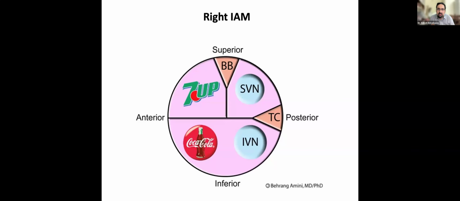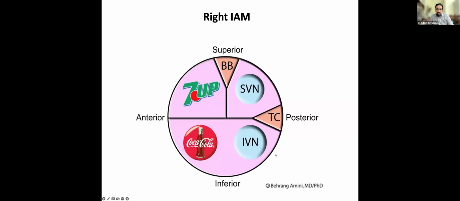We used to remember it initially in our residency days by using the mnemonic, this diagram of 7 Up. That means anteriorly it's 7 up. The 7th nerve lies up. And Coca-Cola, that is the C for cochlear nerve, lies below. And posteriorly you have the superior and inferior vestibular nerves.